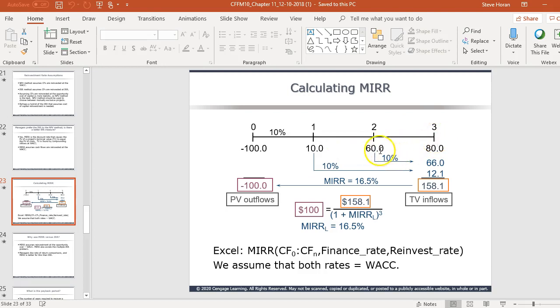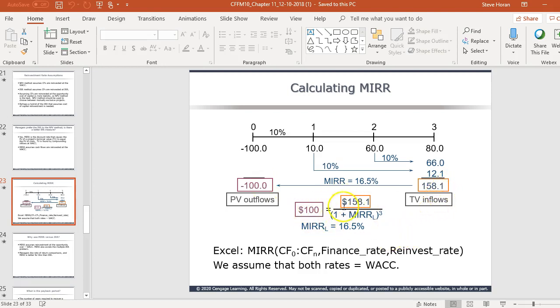So I take that 60 and I go ahead just one period, right? So 60 times 1.1 is 66. Then I take that 10 and I go forward 2 periods. So $10 times 10% for 2 periods is 12.1. So the terminal value of my cash flows is 158.1. Okay, and then I use that number to calculate my MIRR, right?